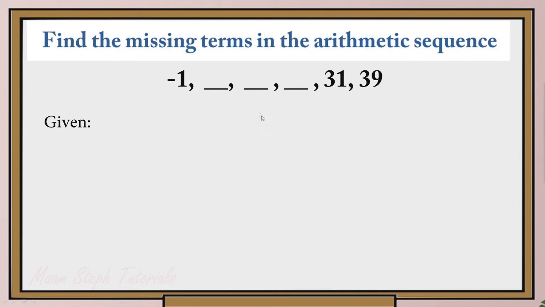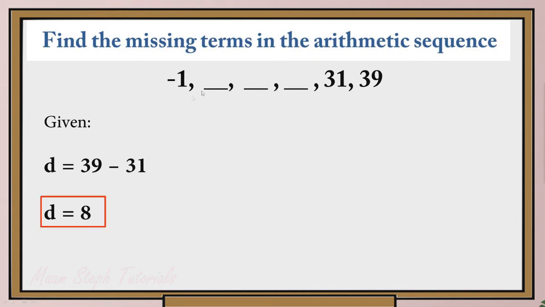So, if we are going to choose any term in our sequence, we will not choose negative 1. Kasi walang kasunod yung negative 1. Wala tayong masosubtract na makukuhanan natin ng common difference. So, ang pipiliin natin ay ang 31 at saka 39. So, to get the common difference, we will just subtract 39 minus 31. So, our common difference is positive 8.